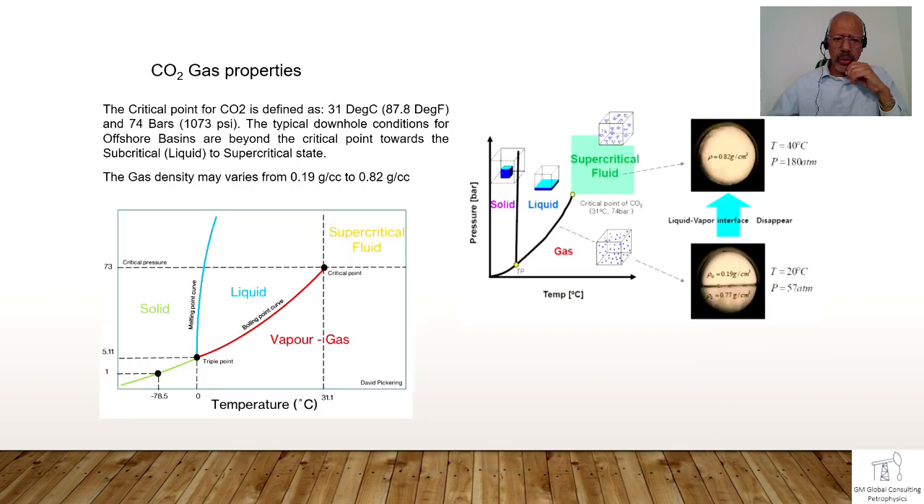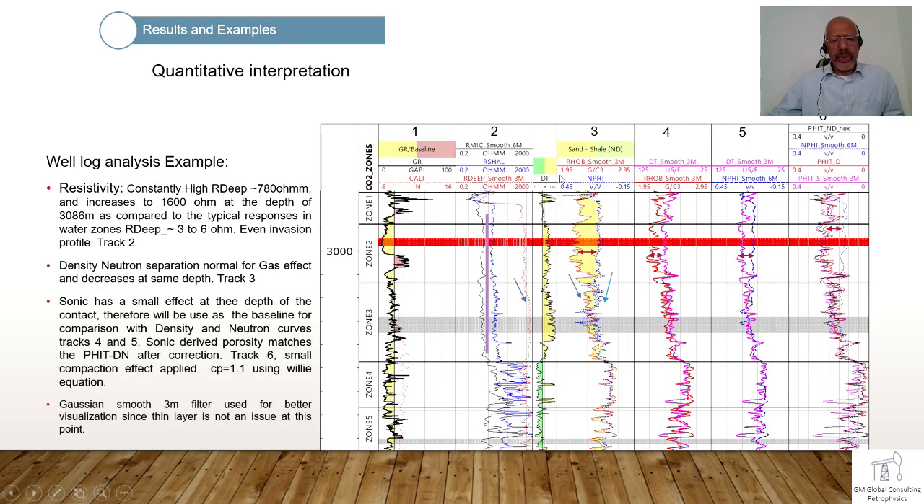Now let's try to understand the CO2. What are the gas properties? The CO2 critical point is defined at 31 degrees, 87 degrees Fahrenheit, and 74 bars, which is roughly 1073 psi. The typical downhole conditions on the offshore basins are beyond this critical point toward supercritical. So basically, we're talking about a supercritical state for the CO2, which positions the values of the density around 0.82 instead of 0.19. Let's have a look at some log responses.